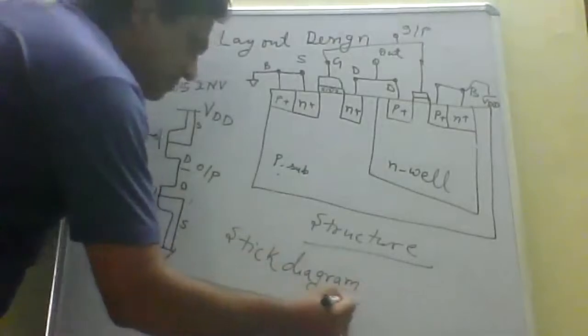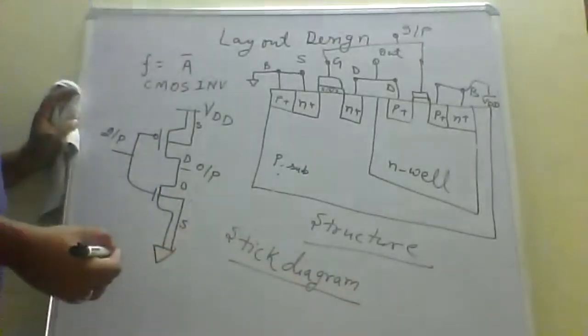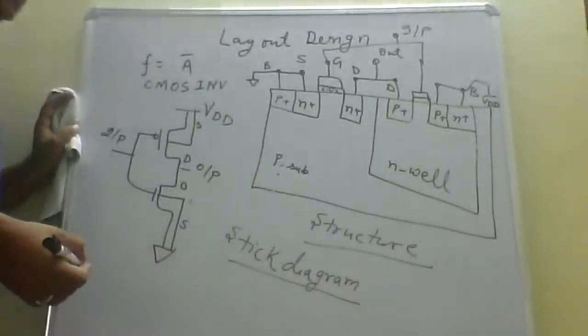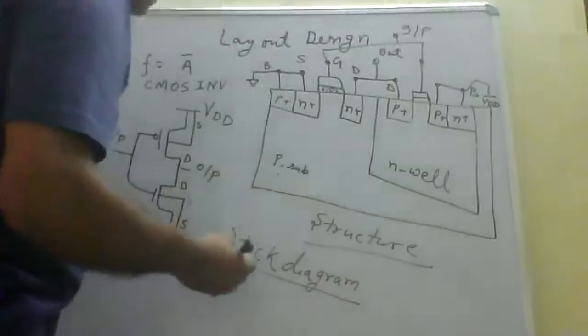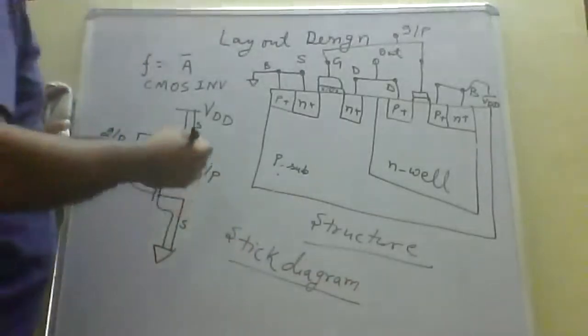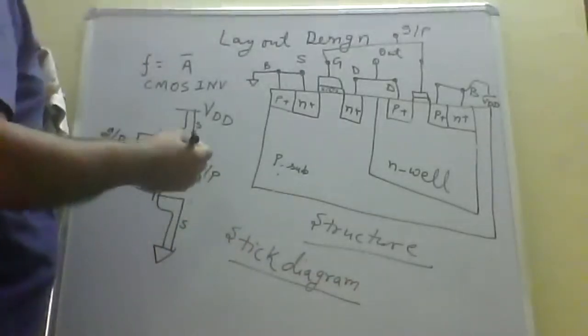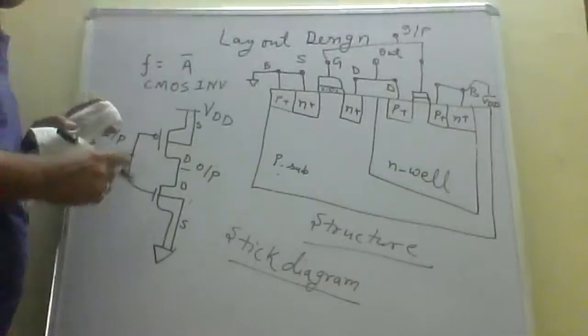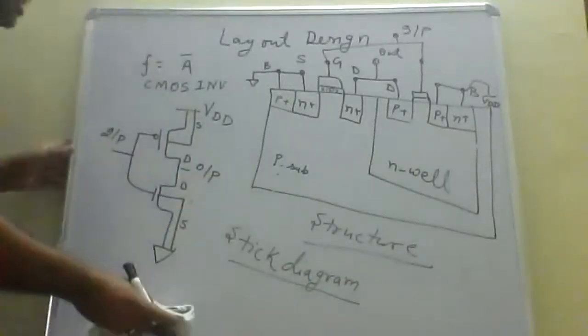Stick diagram, basically stick means the matchstick. From that it is taken stick. So a stick diagram is basically a diagram in which we show the rough layout. So what is the stick diagram?